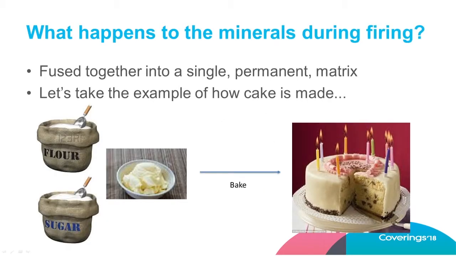What is complex is what happens during the firing. During tile making, all the raw materials are mixed and fired to extremely high temperatures. What happens at these high temperatures? Let's take the example of cake. We mix the ingredients, flour, sugar, and butter to bake a cake, right? Once a cake is baked, you cannot separate the flour or the sugar or the butter from the cake. You cannot just take butter out of it. It doesn't come out by itself.